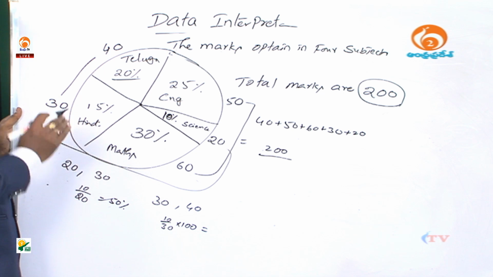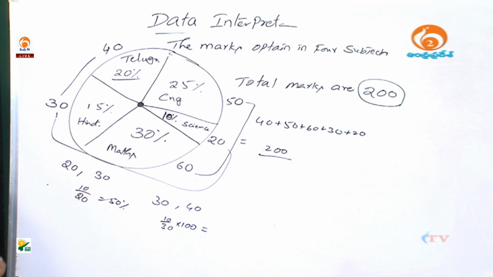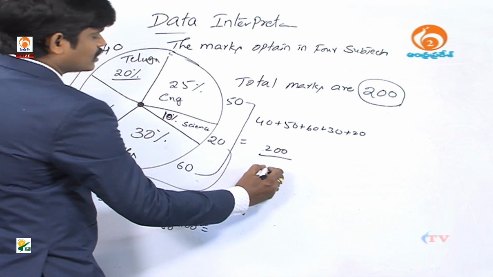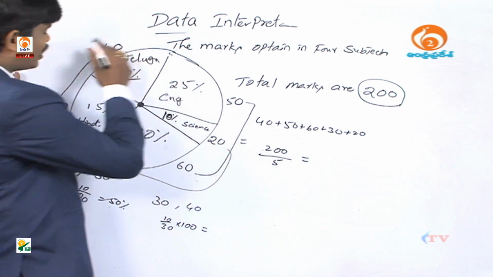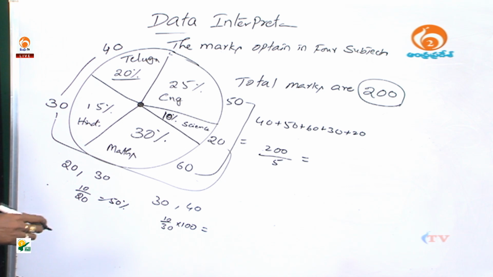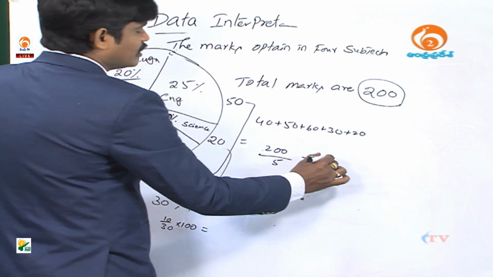And next, the difficult question: what is the average marks he got in all the 5 subjects? Average means the sum of all the values divided by the number of subjects. The sum of all the values is 200, so 200 by 5, because we are having 5 subjects. The value is 40.